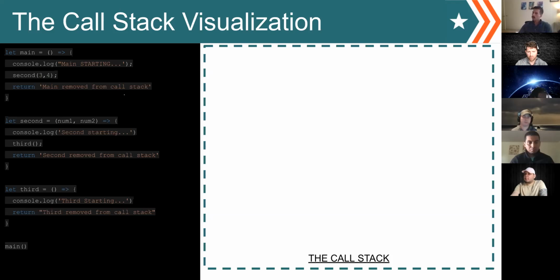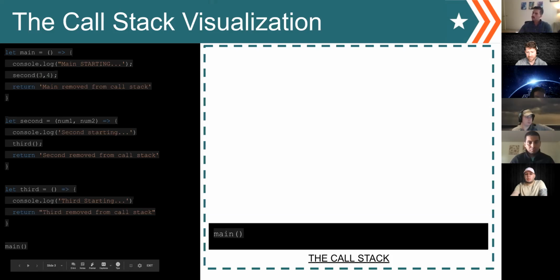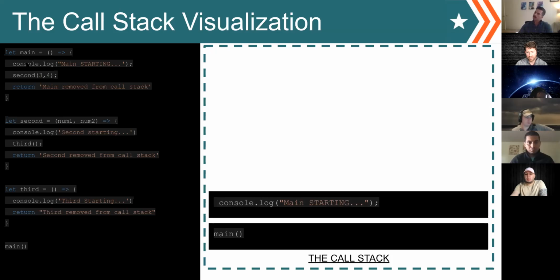Let's show you what this looks like. When I start executing, main gets added to the call stack. So main is up here, then main console logs main starting. What's going to happen next?